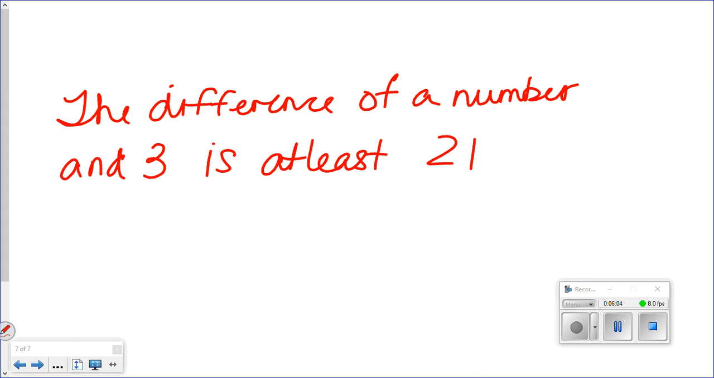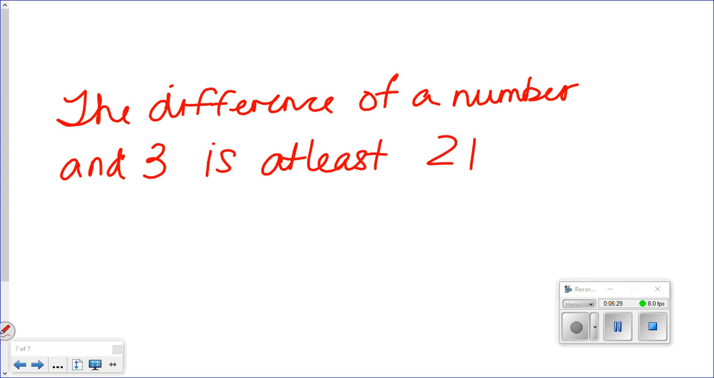Once you get the hang of it, you can do it. The difference of a number and 3, it's not sum this time. What does difference mean, guys? Subtraction. You're right. Subtraction. The difference of a number and 3 is at least 21.